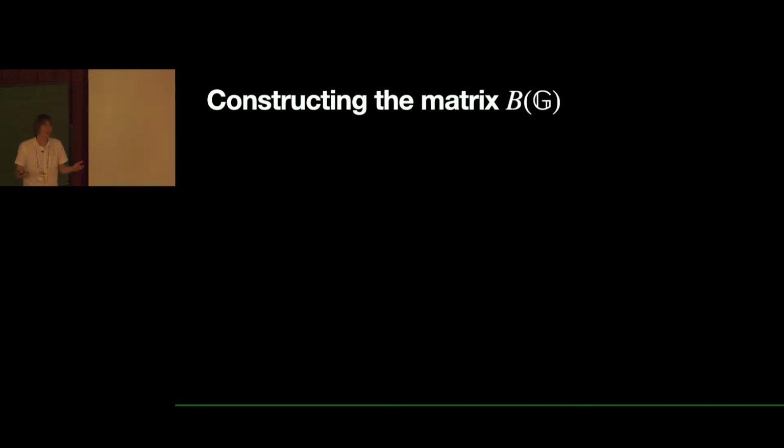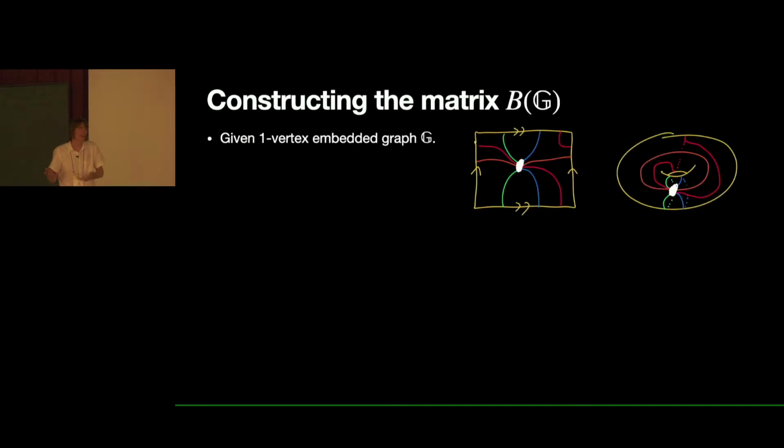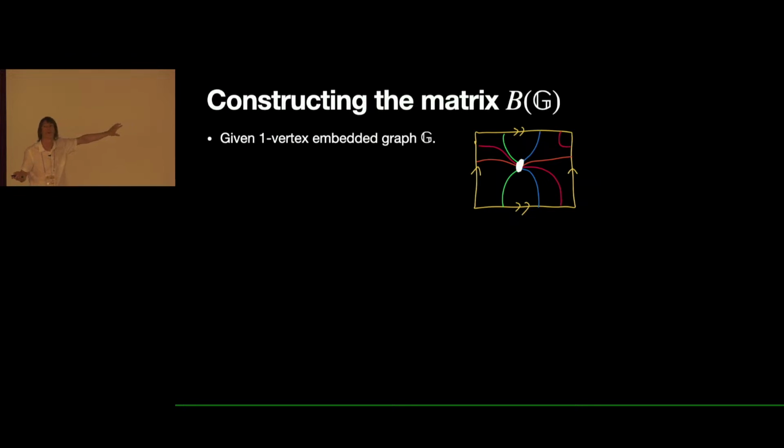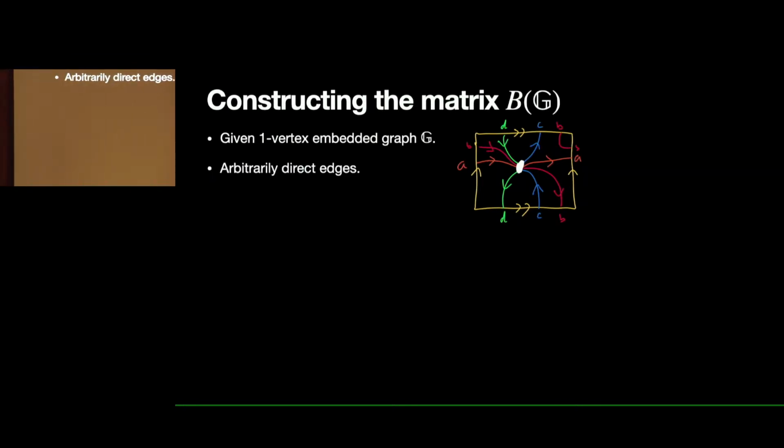So let me just tell you how to construct this matrix. You've seen it, I don't expect you to memorize this construction. So we've got our one vertex embedded graphs. This will be my running example here. So I've got the torus picture, the donut picture, and the net. I think I'll just work with the net of the surface, because that's going to be a bit clearer. Step one, I just arbitrarily direct the edges. So I've made a choice. In the end, it's not going to matter. You get different matrices, but it will work out.